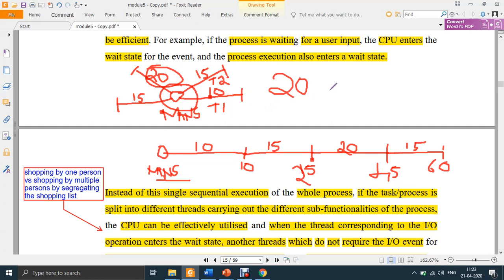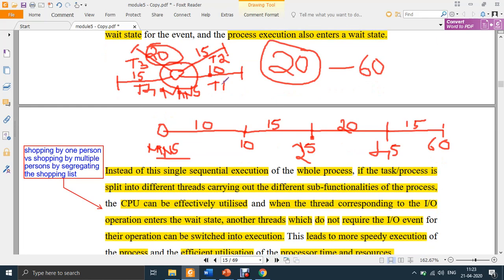So you need not spend 60 minutes. You can do all these jobs in 20 minutes because you have multiple processes or multiple tasks. So this is T3 and this is T4. This is the advantage of having multiple tasks. They will do the operation simultaneously so that the time is reduced as well as the resources are utilized efficiently. Hope you got the concept. Okay.